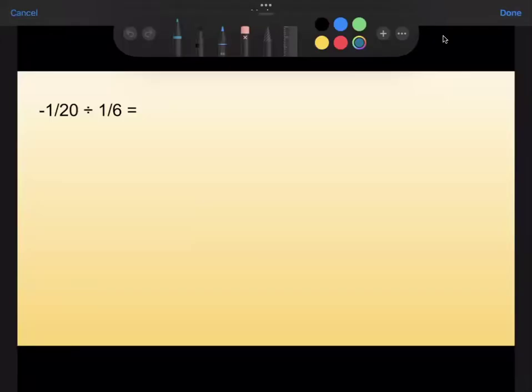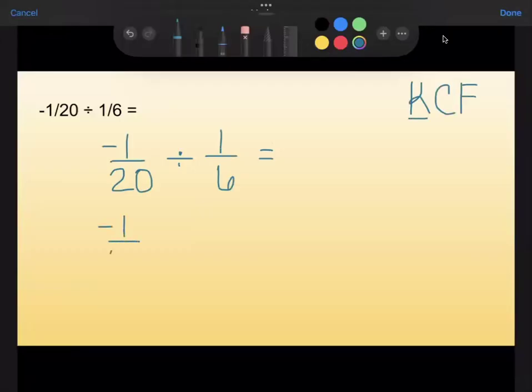Okay, here's our next example. It's going to be negative 1 over 20 divided by 1 over 6. So again, we're dividing fractions, so that means we're going to bring up keep, change, flip. We are keeping the first fraction the same, so negative 1 over 20 stays the same. We are changing from division to multiplication. And then we're going to flip the second fraction around so that it is 6 over 1.